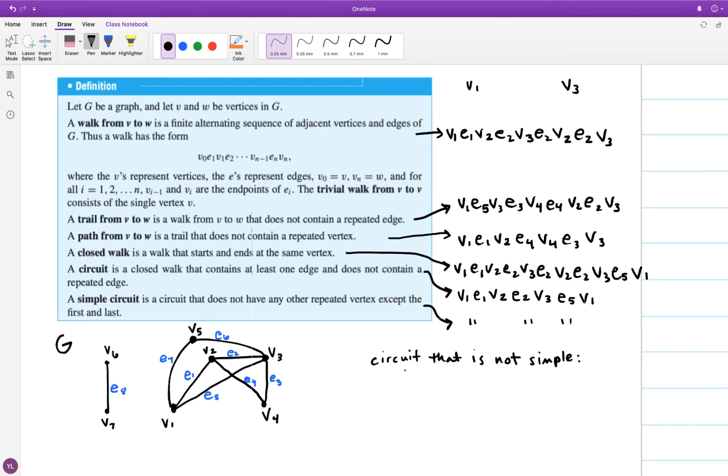Let's see if we can find one of those. So I don't want to repeat edges, but I can repeat vertices. Okay, I think that I found one. Here, if we start at V1 and go over to V3, and then go to V2, and then go to V4, and then back to V3, so I'm repeating vertex V3, then over to V5, and back to V1. I've not repeated any edges, but I have repeated the vertex V3. So that would be a circuit that, it's a perfectly good circuit, but it's not simple.